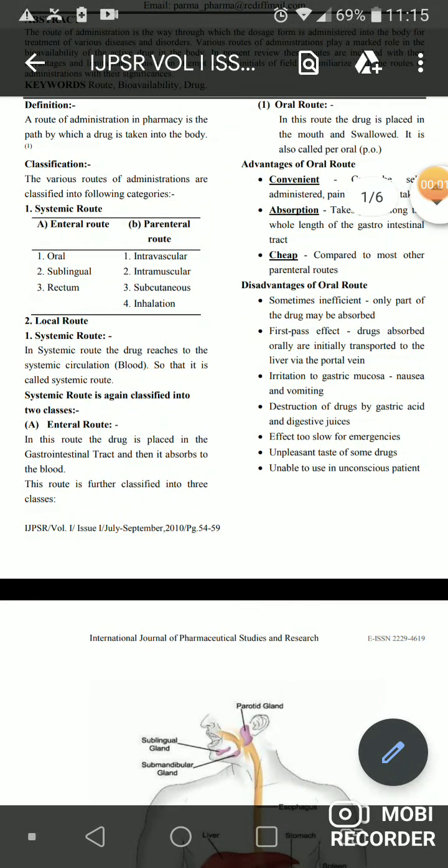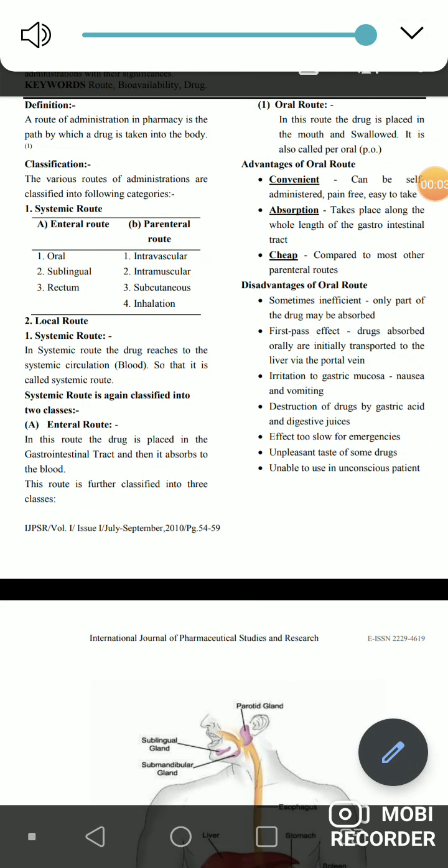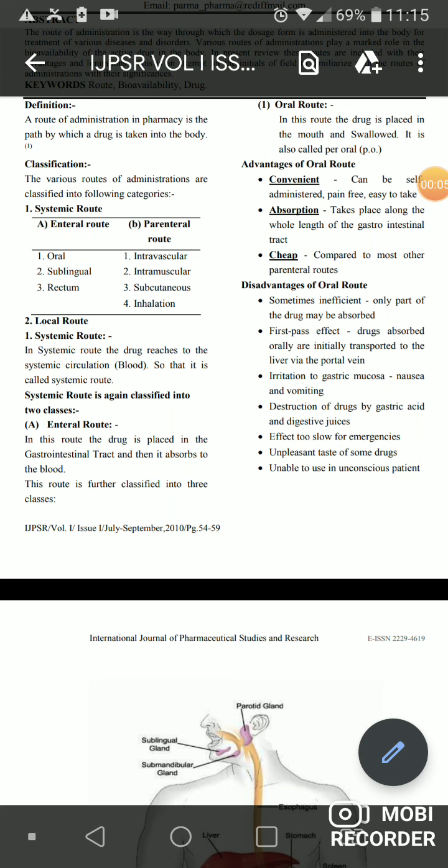Hello, today we'll start the routes of administration. Route of administration is the path by which we take the drug into the body. When we talk about the categories, there is the systemic route and the local route.